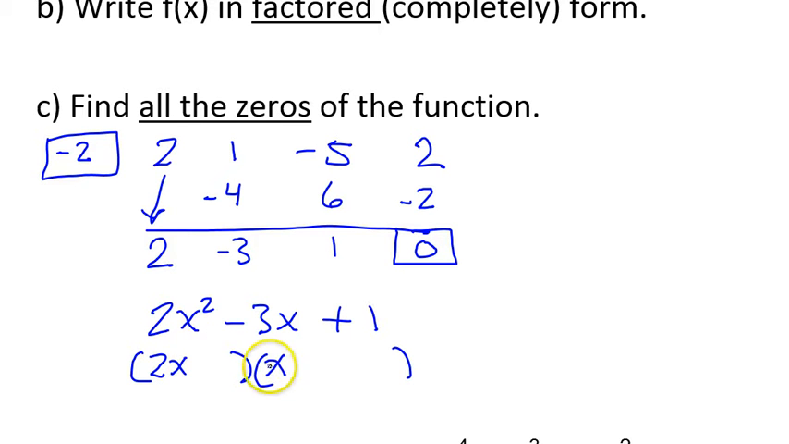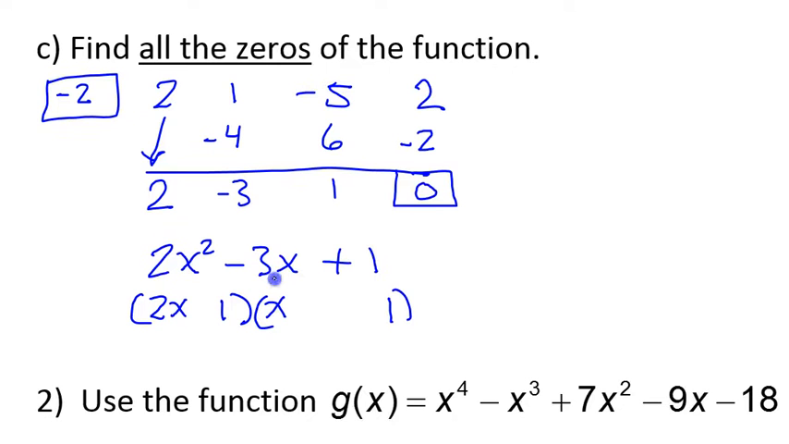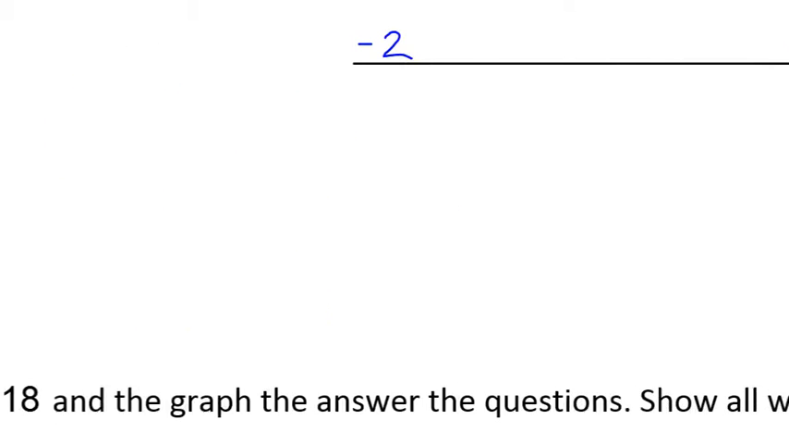So 2x squared can only be 2x and x. 1 can only be 1 times 1. Now, inner plus outer equals middle. Inner, I've got 1x. Outer, I've got 2x. I'm trying to get negative 3 in the middle. So I would need both of these to be negative to add up to negative 3. If both of these are negative, that means both of these would be negative, and negative 1 times negative 1 does equal positive 1. So this is the correct factorization: 2x minus 1, x minus 1.